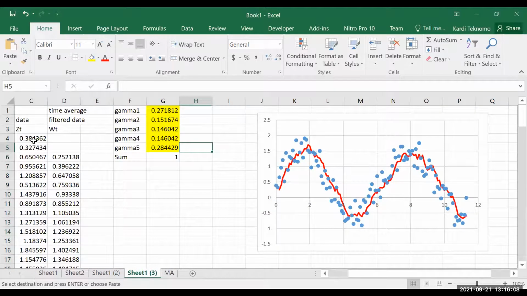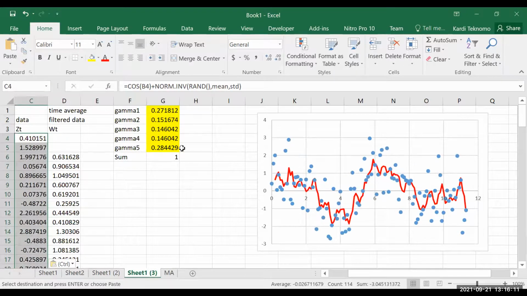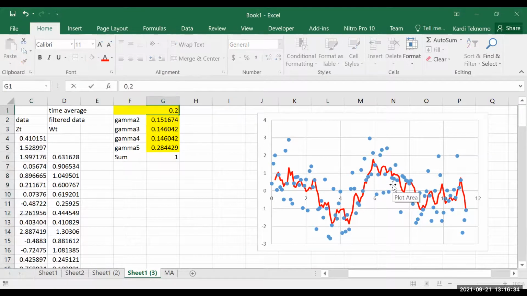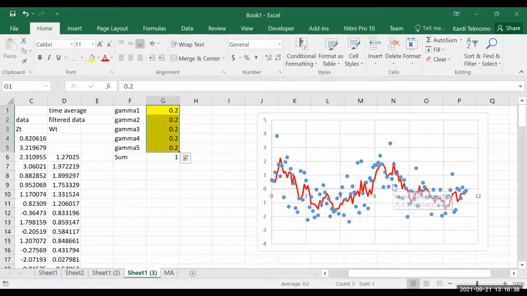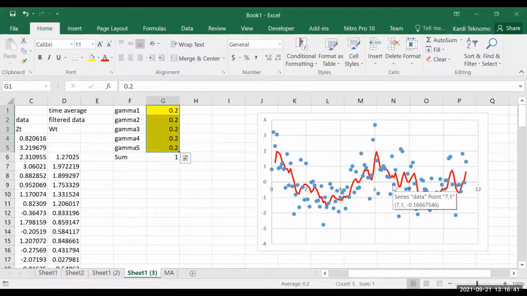Or I can use the Butterworth here. You see? If you just look at the data, the dot, dot, dot here, you cannot see the pattern, isn't it? But once you use the filter, then you can start to see the pattern. Okay, so the simplest is I just use this as 0.2. I got the actual pattern within the data. So even though your data is very noisy, I can still get it.